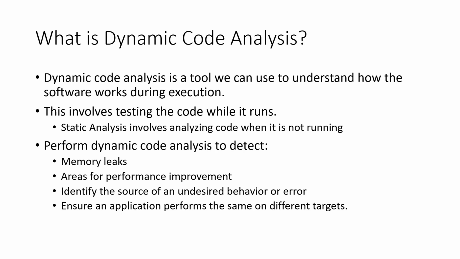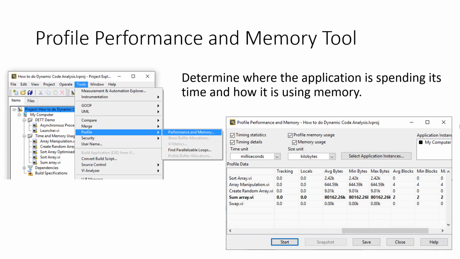We could use dynamic code analysis to detect memory leaks, areas for performance improvement, identify the source of undesired behavior or errors, and ensure that the application performs the same on different targets if that's part of our requirements list. The first tool we're going to look at is the Profile Performance and Memory tool. This is a great tool to understand which sets of VIs are taking the most time to execute, and also which VIs are taking the most memory. So let's head over to LabVIEW and see it in action.